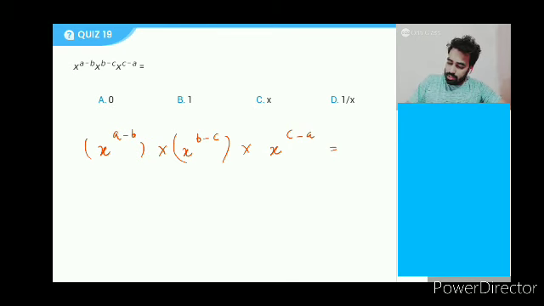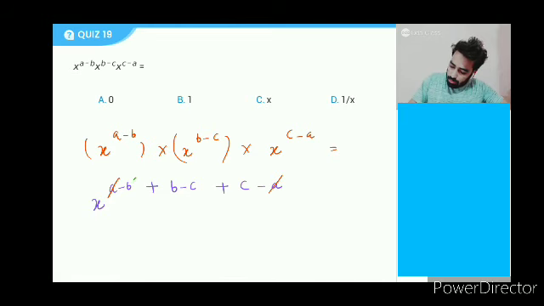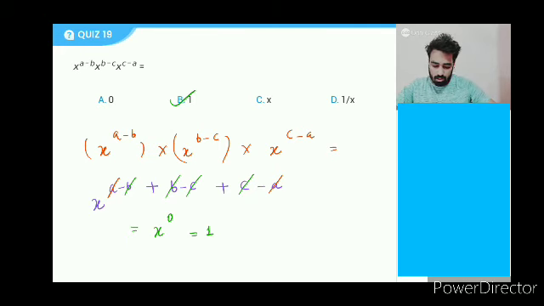The question was again the same type, that is, the bases are there and the powers are different. So what I'll do, I'll add the powers. A minus B plus B minus C plus C minus A. Try to understand. This A and minus A gone. Minus B plus B gone. C and minus C gone. What I'll get? I'll get x power 0. X power 0 is how much? It is 1. Option B. Clear?